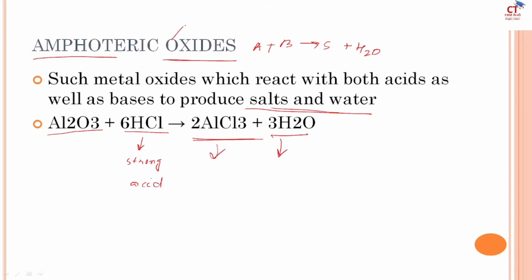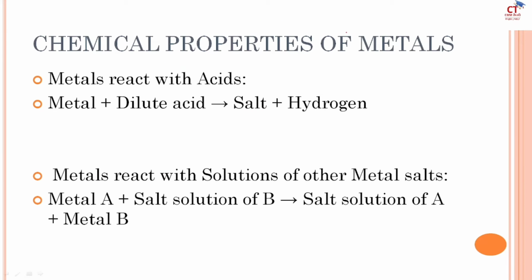What are these? These are basically metal oxides. Amphoteric oxides, metal oxides, that we know are basic in nature. They are basic in nature. Okay. Now let's move forward and learn about the chemical properties, that is how metal reacts with that of acid.